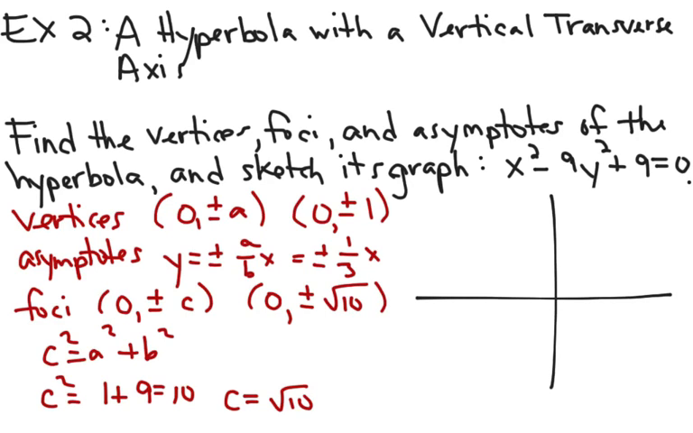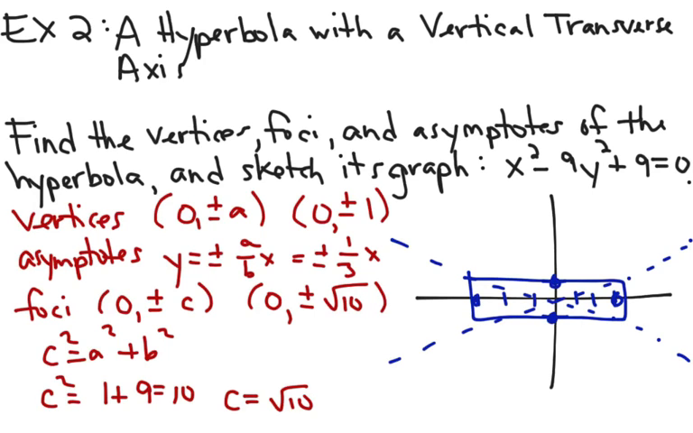A is 1, so I'm going to go 1 unit above and below the center, which is at 0, 0. Those are my vertices. B in this case was 3. That's what's going to help me draw my little box, so I know what my asymptotes are. They're the diagonals of this box. Again, I don't do quite justice, but you get the impression. And then the hyperbola will open like this. They'll be really wide. And there's a general sketch of the hyperbola, x squared minus 9y squared plus 9 equals 0.